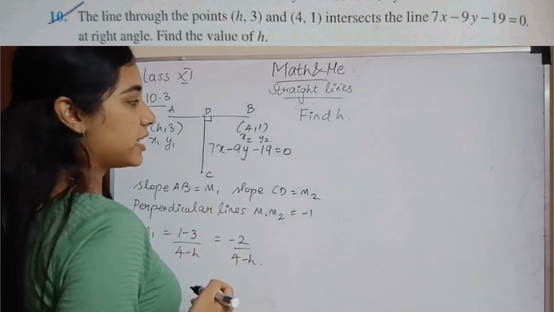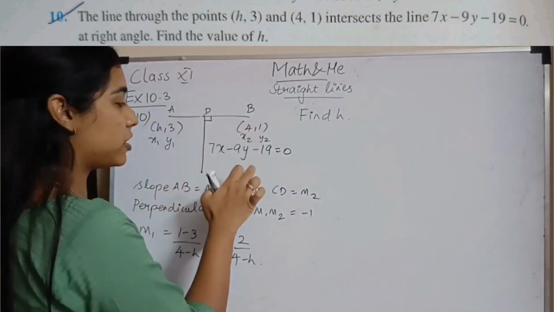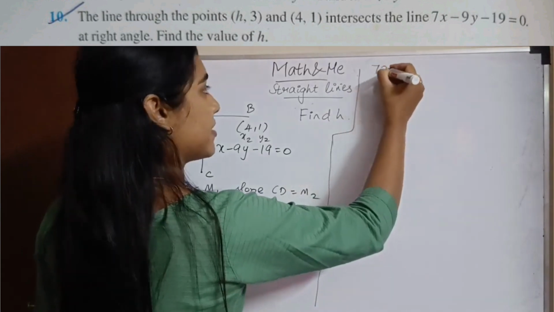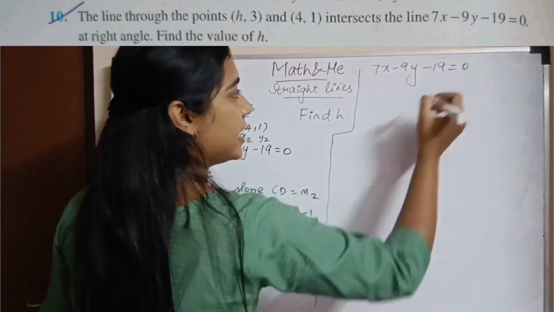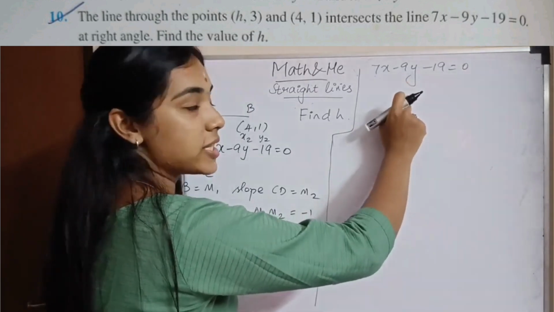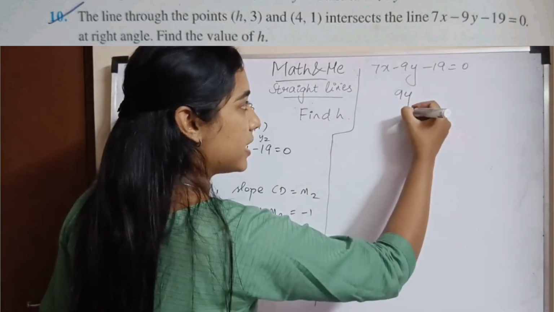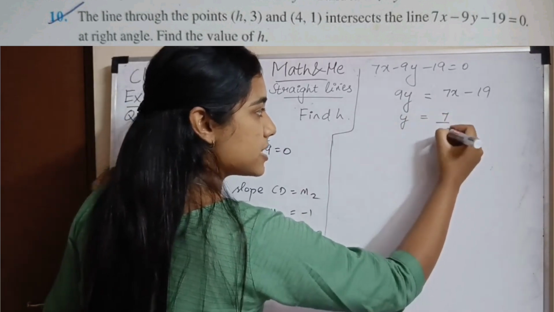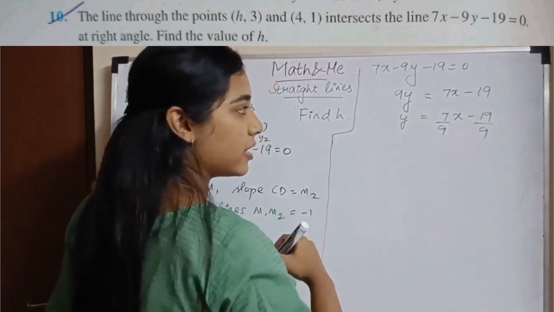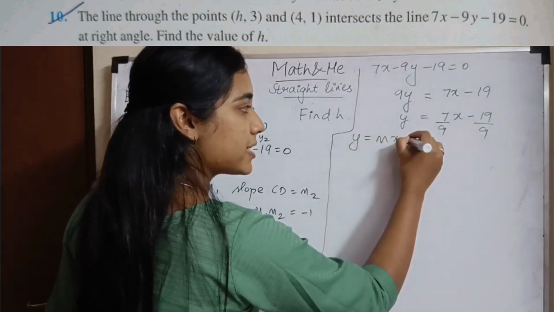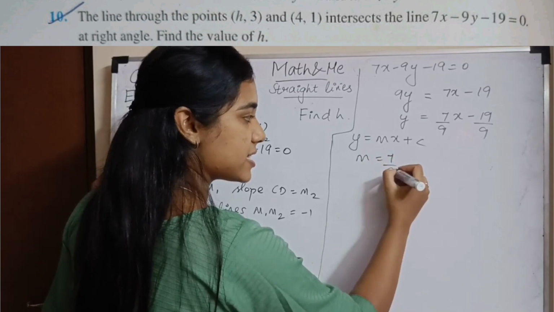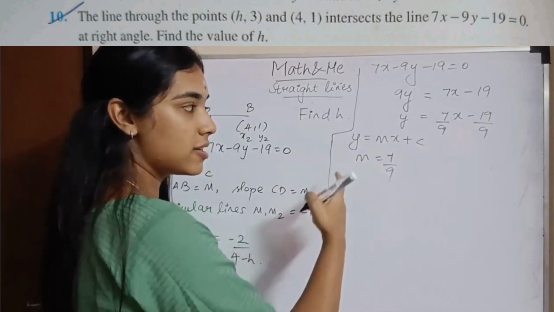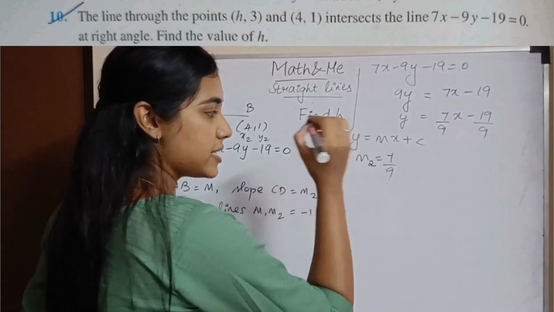What is your M2? Here you had 2 points, but here you have an equation. So how do you use the equation to find the slope? 7x minus 9y minus 19 equals 0. I'm going to retain the y on one side and take everything else to the other side. So I have 9y equals 7x minus 19. y equals 7 by 9x minus 19 by 9. This is of the form y equals mx plus c, where your m is 7 by 9 and c is minus 19 by 9. But here our concern is the slope. m is the slope and c is the y-intercept, remember? So m is M2 in our case.